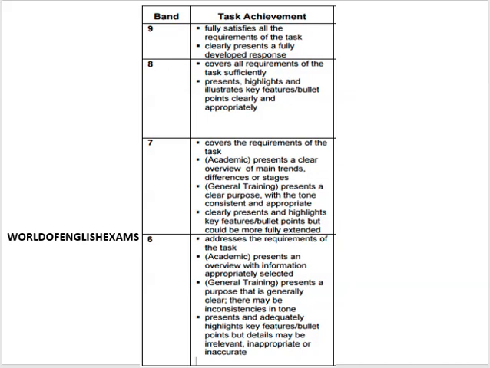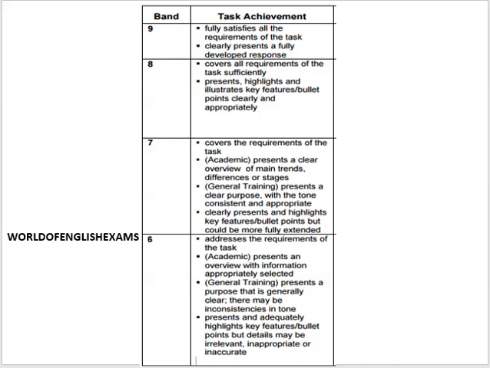Then if you are writing the general training test, as you can see, for general training under band 6, it's clearly given: presents a purpose that is generally clear. So why are you writing the letter? Whom are you addressing it to, and what is the specific purpose of the letter? That must be clearly demarcated in order to get a 6.